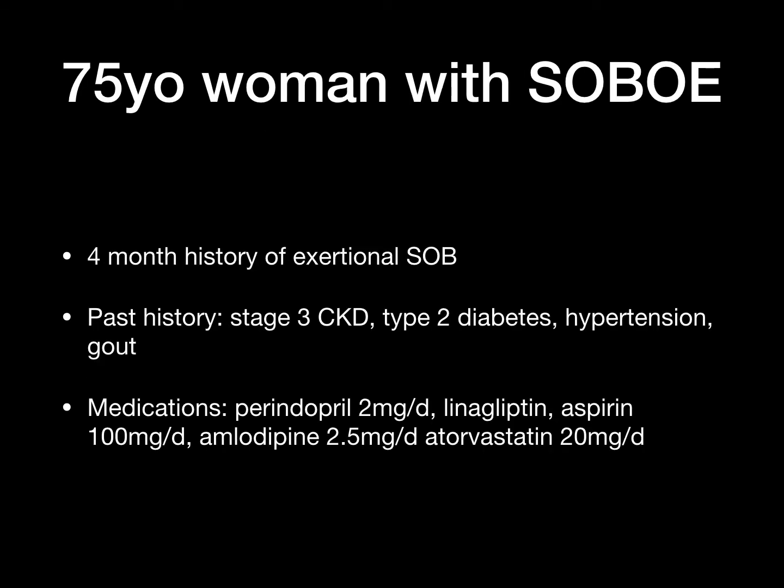Let's go to the last case, which is a 75-year-old woman who presents with shortness of breath on exertion. So this lady again has the same ECG, sinus rhythm, left bundle branch block, but a 4-month history of exertional dyspnea. She has a past history of stage 3 chronic kidney disease, type 2 diabetes, hypertension and gout, and is on perindopril 2 milligrams daily, some linagliptin, aspirin, amlodipine and atorvastatin.